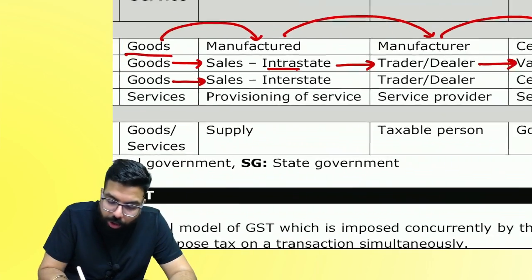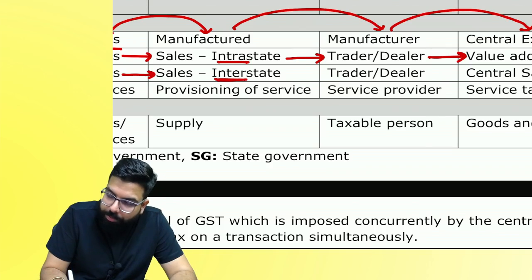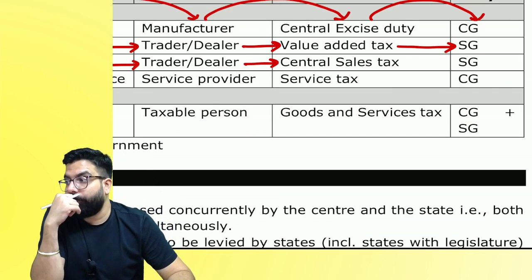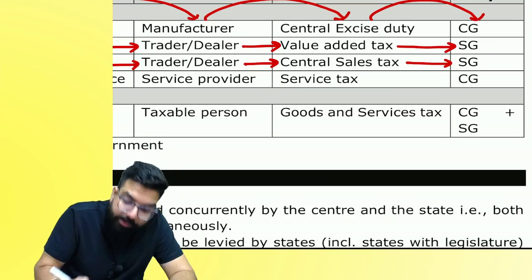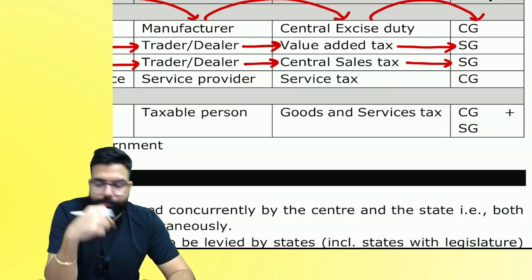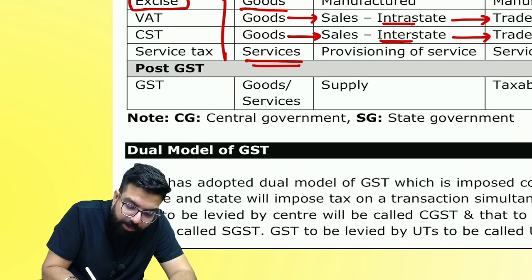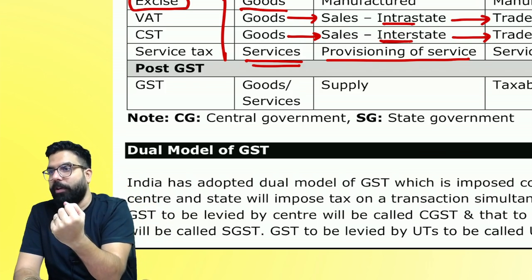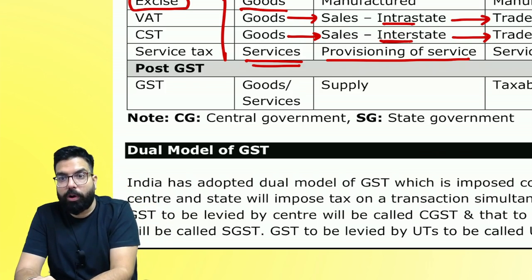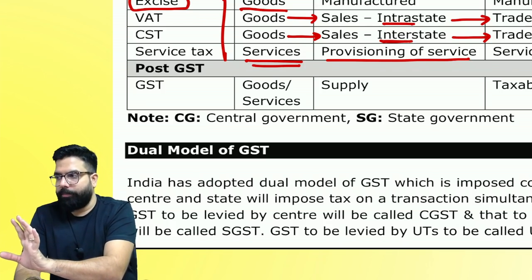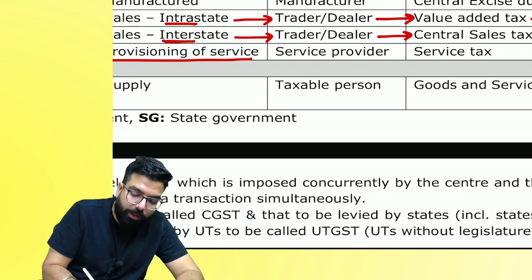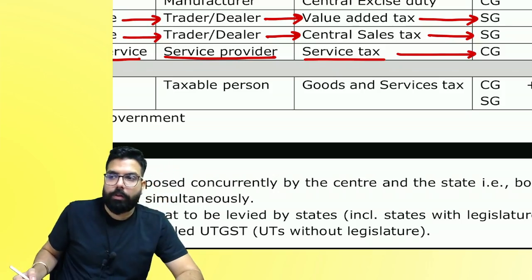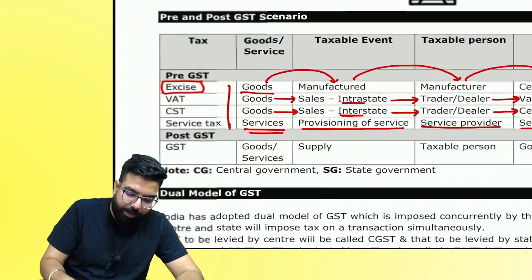Whenever goods used to be sold inter, meaning from one state to another, by a trader or dealer, central sales tax used to come. And this used to go to the state government again. Earlier, whenever a service was provided, the right term is provisioning of service. When you provide service, you are a service provider. You used to charge service tax, and it used to go to the central government.